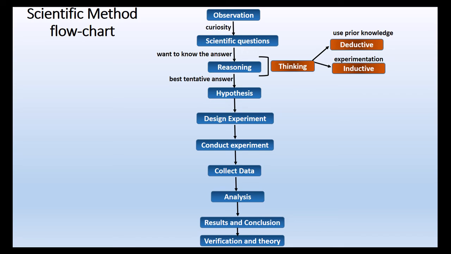First, reasoning. Reasoning is how you are thinking about the problem, and that can be done in two different ways: deductive reasoning and inductive reasoning. Deductive reasoning uses prior knowledge, while inductive reasoning uses experimentation. So let me give you an example.